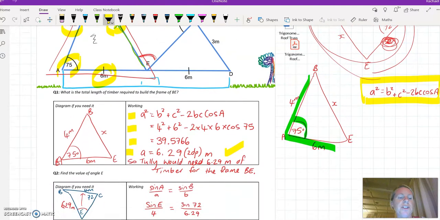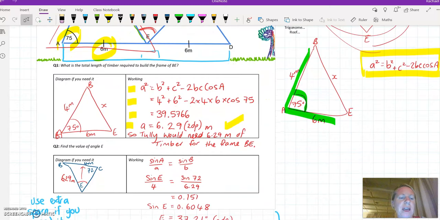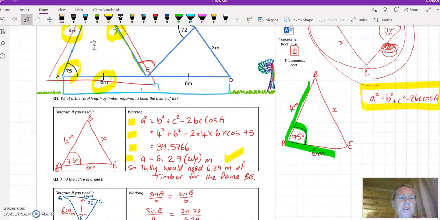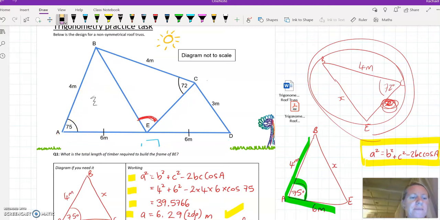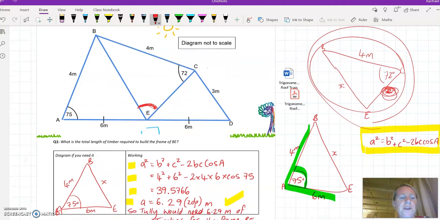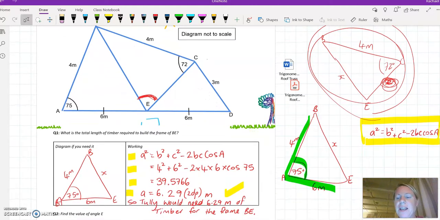All right, question 2 for this. Find the value of angle E. Angle E is down here. It's this one that I've done here in red. I'm just going to rub some of this other stuff out to get it all out of the way. All right, angle E there. Let's first of all write in what we've now worked out and add that to our diagram. So can we put in that 6.29 meters where it belongs here?